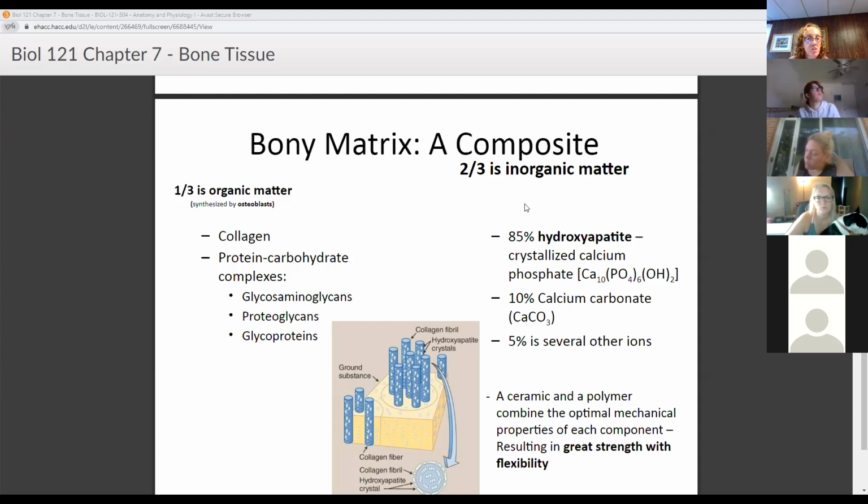The other 2/3 of bone is inorganic matter. 85% of it is hydroxyapatite. 10% of it is calcium carbonate. And 5% is other ions. The ceramic polymer, so the polymer, the organic matter, and the ceramic, meaning the minerals, combine the optimal properties, resulting in great strength with flexibility.